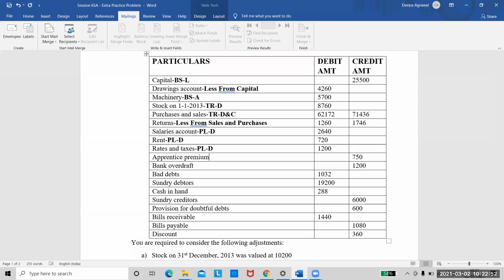Come to the next one, apprentice premium. So where will this go? P&L credit side. It's given on the credit side here. So it is a received amount. Bank overdraft. Balance sheet, liability. Yes. Bad debts. P&L account debit side. Yes, P&L debit side.